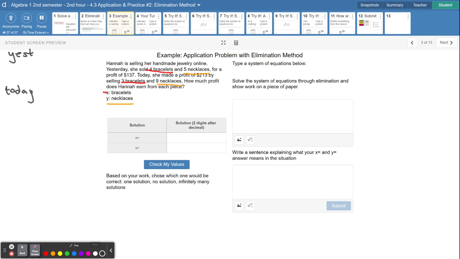So all you need to do is match up the red numbers and the orange numbers. So we know yesterday she made 4 bracelets. So that's going to be 4x plus the 5 necklaces, which is 5y, with a profit of $137. And then today, it's a different equation. So she made only 3 bracelets plus 9 necklaces. And she made a profit of $213 with that. So now we have our 2 equations. I'm going to rewrite them.